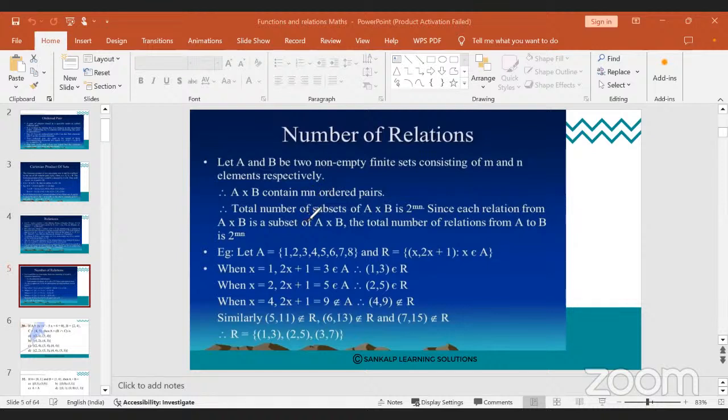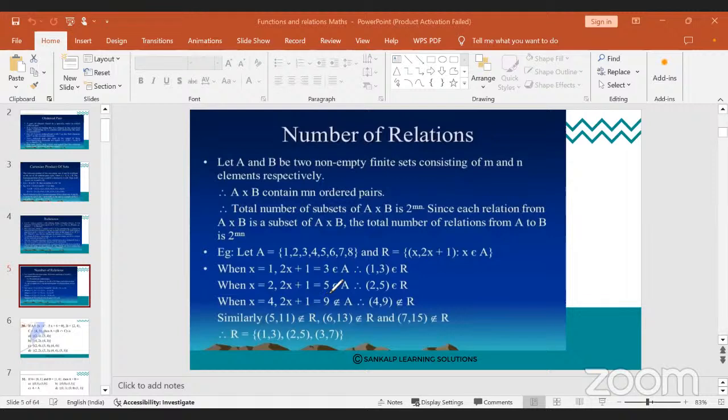Then the total number of subsets of A cross B is 2 raised to mn, since each relation from A to B is a subset of A cross B. So the total number of relations from A to B is 2 raised to m into n. For example, here A is {1, 2, 3, 4 up to 8} and R is (x, 2x + 1), where x belongs to A. When x is equal to 1, substitute x as 1 in the given equation, we get 3. So that is 1 comma 3.